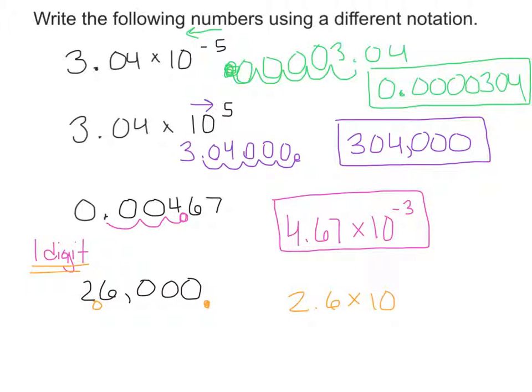Don't know it yet. So this is where my decimal currently is, and this is where I want it to go. So I'm going to count 1, 2, 3, 4. So I'm going to have an exponent of 4. I'm going to keep it a positive because 26,000 is a large number. It is bigger than 1.